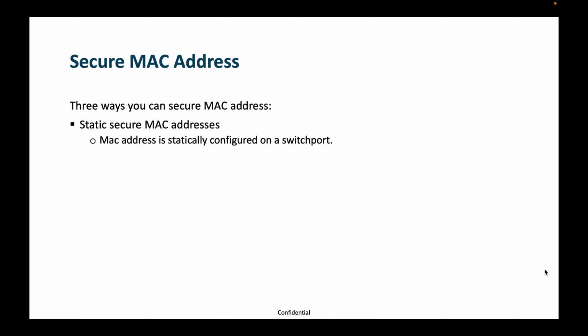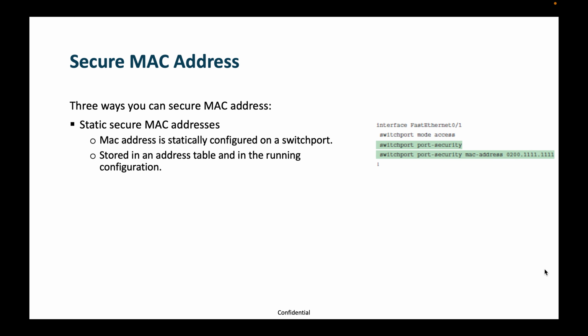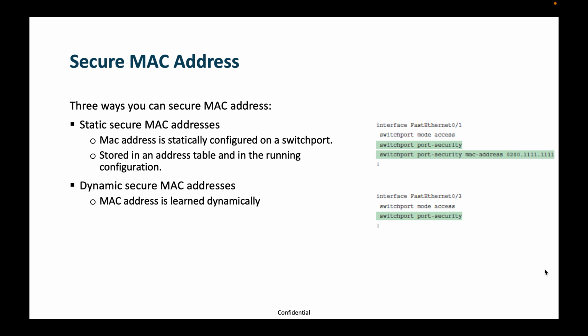Here the MAC address is statically configured on a switch port and it is stored in the address table and in the running configuration. The second option we have is dynamic secure MAC addresses. Here the MAC address is learned dynamically from the traffic that is sent through the switch port. These types of addresses are kept only in the address table and not in the running configuration. If you see the difference, in static you configure the MAC address and it will display in the running config.